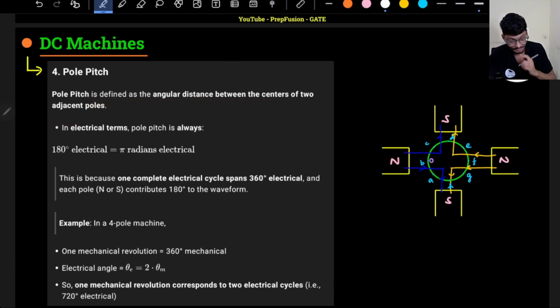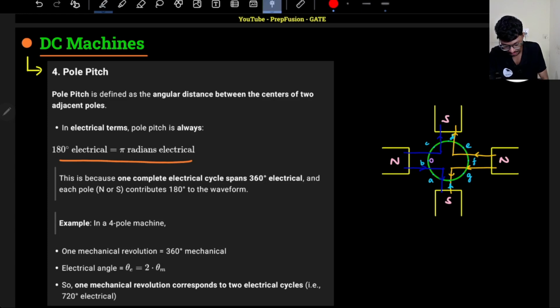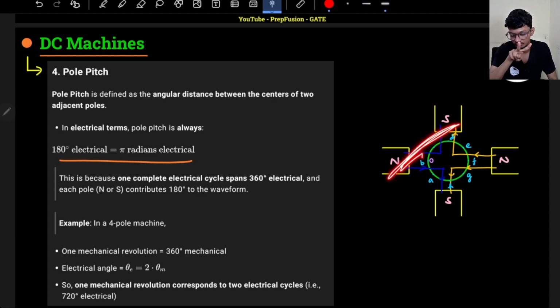But always remember, pole pitch will always be 180 degrees electrically. Why? Because if a conductor is here in the north pole, it will experience plus Bm amount of magnetic flux. If the conductor moves here, in the south pole, it will experience minus Bm because the direction will get changed. That's it. So there will always be a phase shift of 180 degrees between two adjacent poles, electrically.